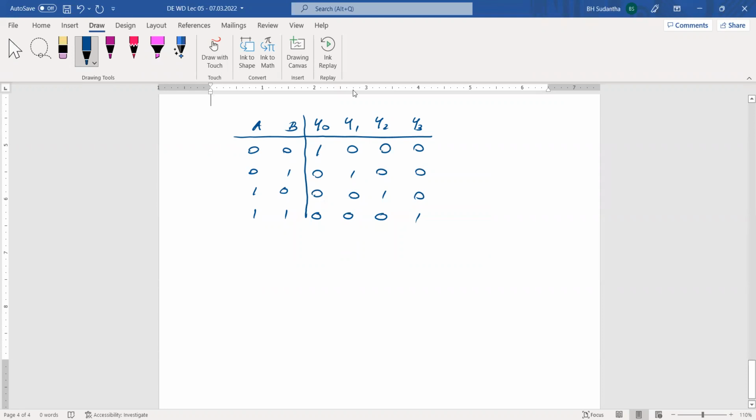Yes, it's good. Then what is Y0? Y0 is, we have only a single one. That is A bar B bar. What is Y1? It is A bar B. Okay. What is Y2? A B bar. Then Y3, A B. Okay. Then shall we draw the circuit?